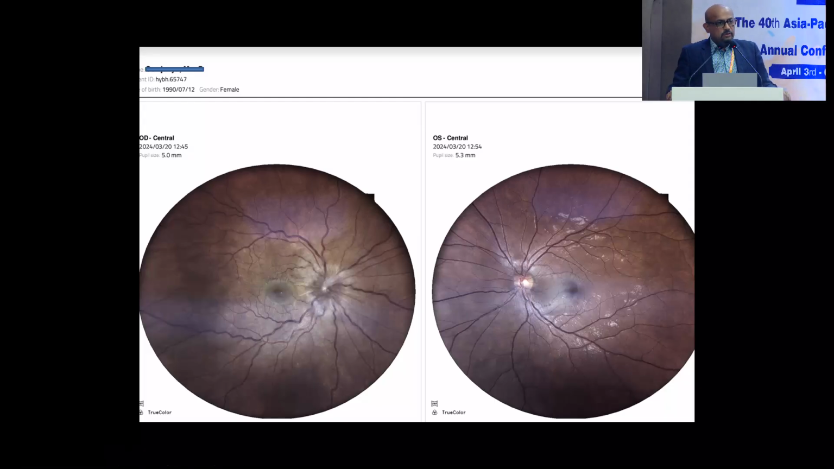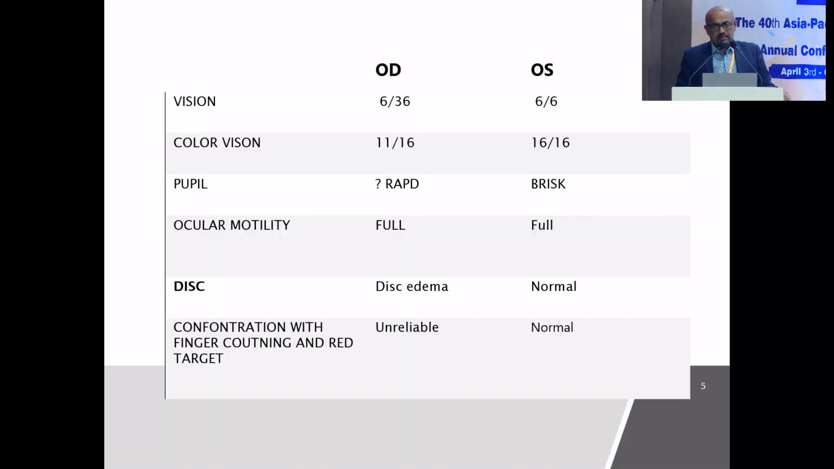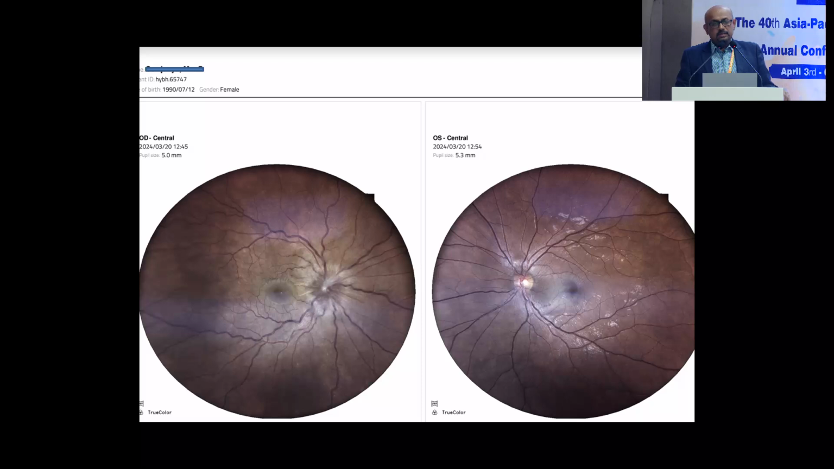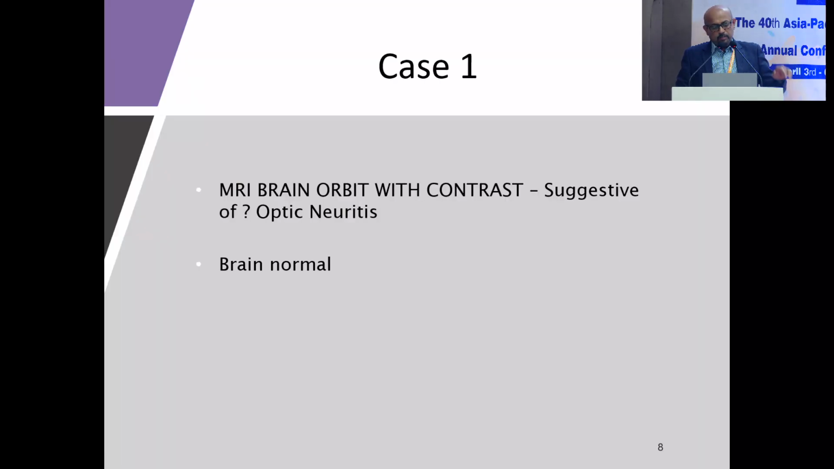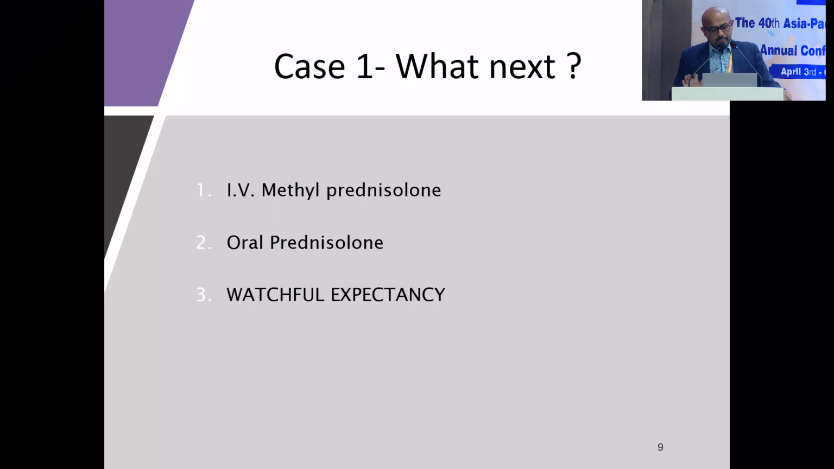So the treating physician at that time said, oh, the patient has 6/36 vision, acute loss of vision with pain and headache. This does sound like optic neuritis. The patient was sent for MRI brain and orbit, which was reported as probable optic neuritis, clinical correlation, as all reports will end with clinical correlation. So the patient was then sent to a neurologist.